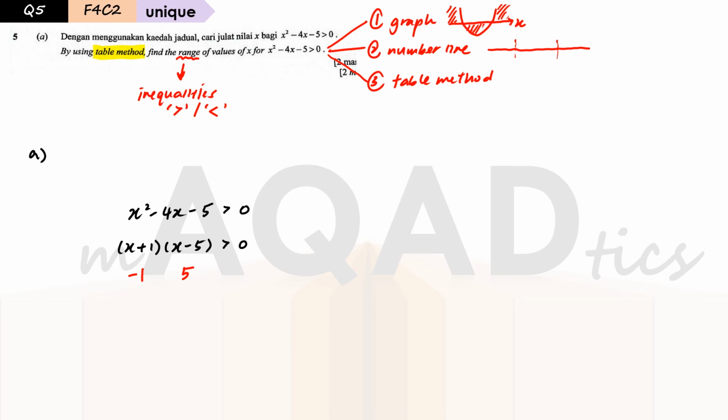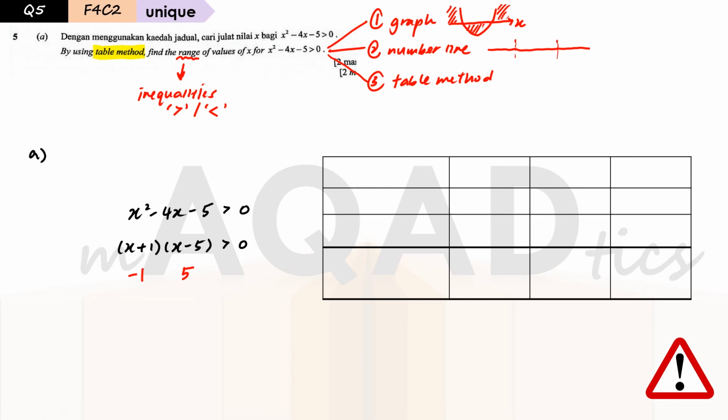Alright, so now we have factorized our quadratic inequality, then we can go to the table method. To draw out the table, let's draw a 4 times 4 table, so we have 4 rows and 4 columns. Now we need to know what to put in the columns and what to put in the rows.